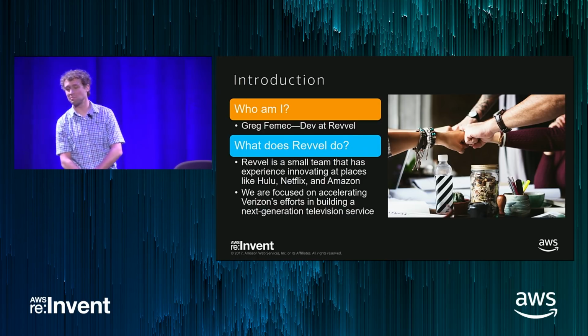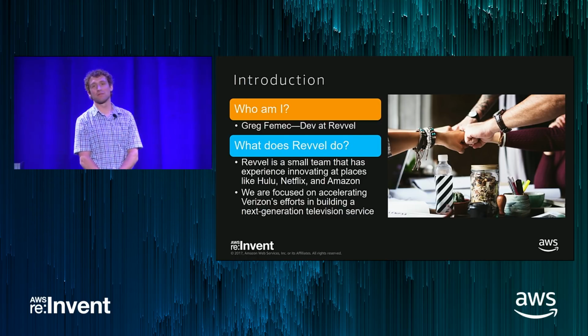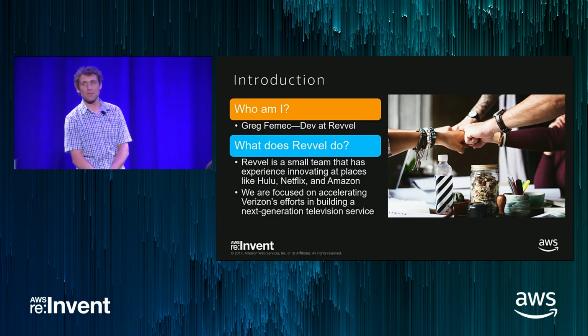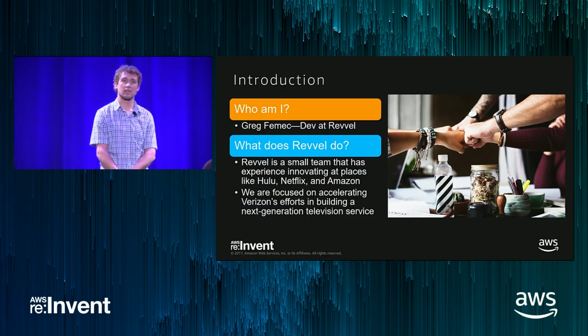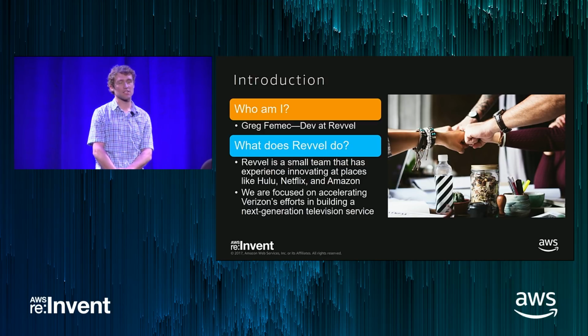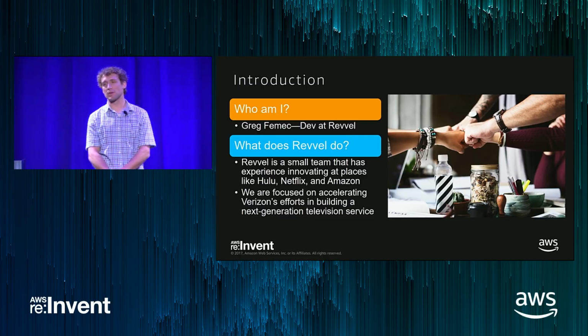Thanks, Luke. So I'm a software developer at Revel. We're a small team in San Francisco with a passion for video. We come from a number of different companies like Hulu and Netflix and Amazon, but right now we're focused on building a next generation television experience for Verizon.